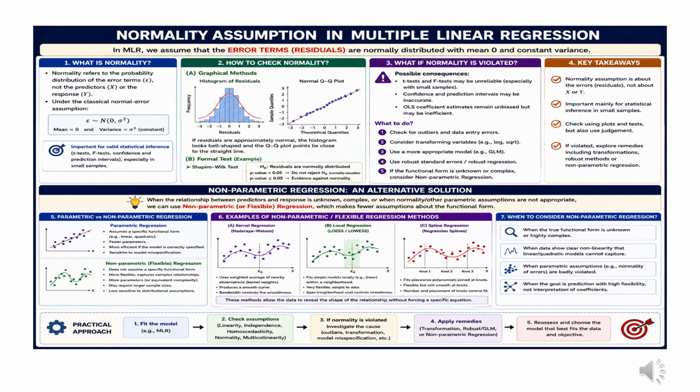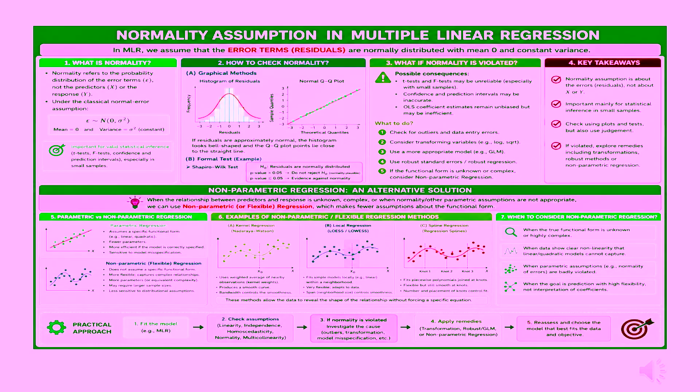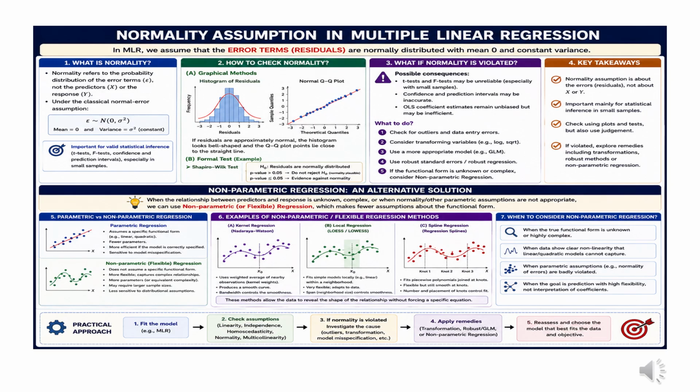We can start with graphical methods. We can look at a histogram of the residuals and a normal QQ plot. In a QQ plot, if the residuals are approximately normally distributed, the points should lie reasonably close to the reference straight line. We can also use a formal test, such as the Shapiro-Wilk test, but we should not blindly depend on the p-value, particularly with large samples, because even very small departures from normality can become statistically significant. So we should combine the formal test with graphical examination and our knowledge of the data.